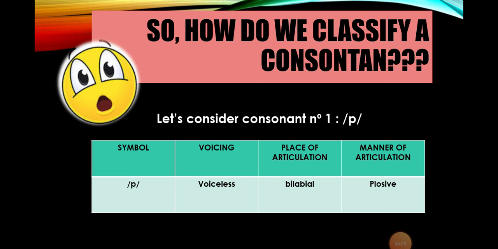the air is prevented from escaping from the lungs because there is a complete obstruction at some point in the mouth. That's why it is plosive. When the air is released, it produces an explosion. P, okay? In this case, specifically of p, the complete obstruction is produced at the lips.